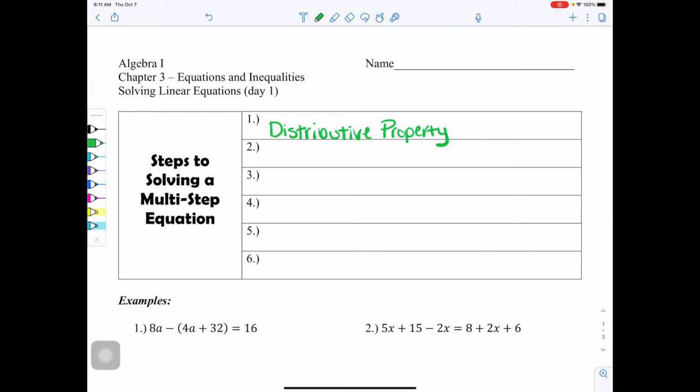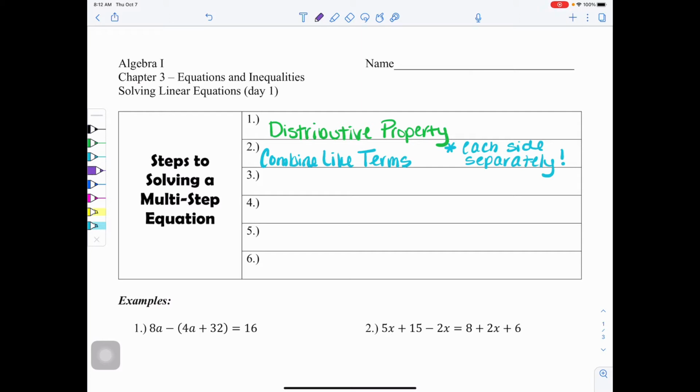After you multiply using the distributive property, you should be looking to combine like terms. Now we have to be careful with combining like terms because this needs to be done on each side separately. So you need to look at the left-hand side and combine all like terms, and then look at the right-hand side and combine all like terms.